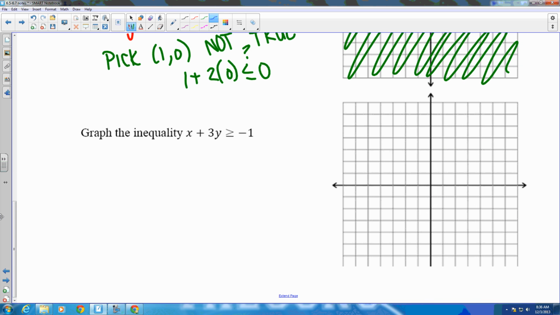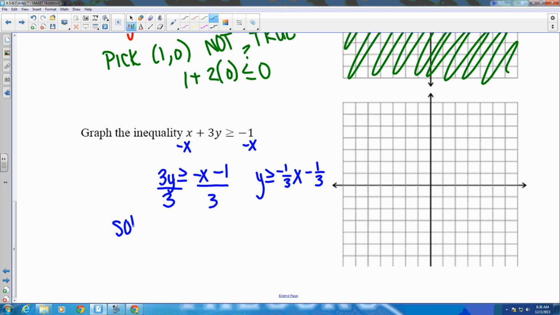Okay, again, I'm probably going to want to rearrange this to be in slope-intercept form to make it easier to graph. So I'm going to subtract x from both sides, and then divide everything by 3. So y is greater than or equal to negative 1/3 x minus 1/3. This is going to be a solid line with a y-intercept of 0, negative 1/3, and a slope of negative 1/3.